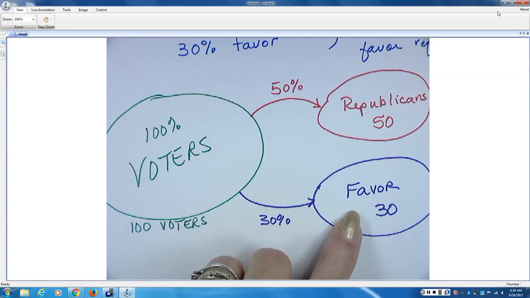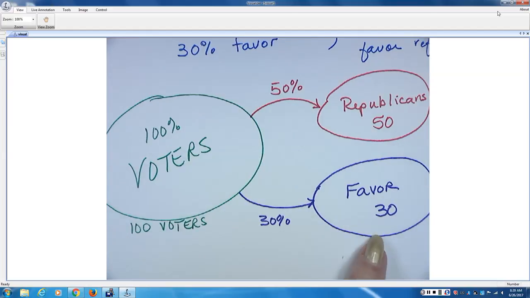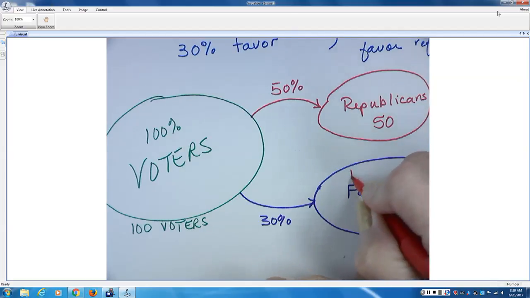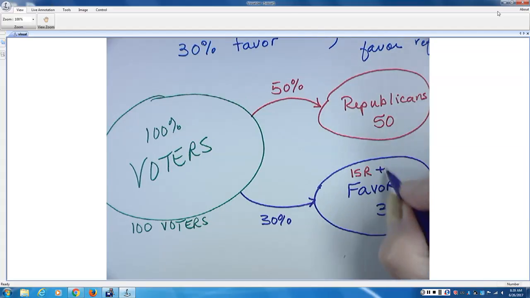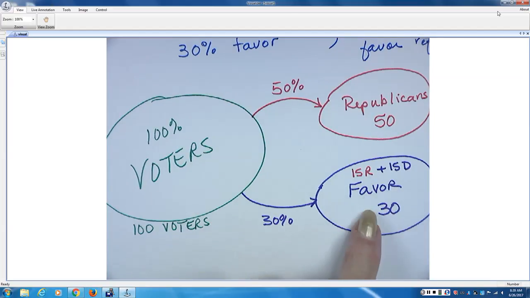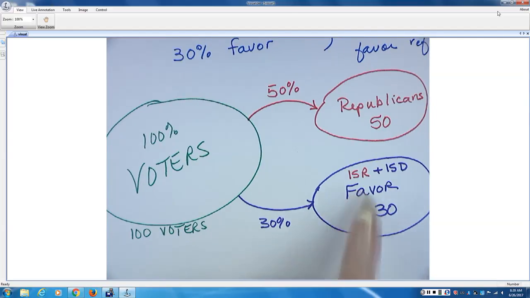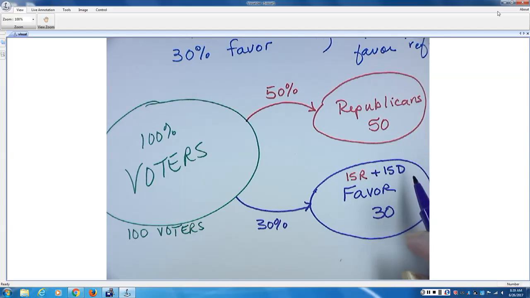So if these people are evenly split, basically like this says, between Democrats and Republicans, then 15 of those people are going to be Republican. And 15 are whatever the other party is. You know, there might be more than just two parties. So all the rest, we'll call them Democrats if you want to. But basically they're 50-50. So that means 15 Republicans out of the 50.